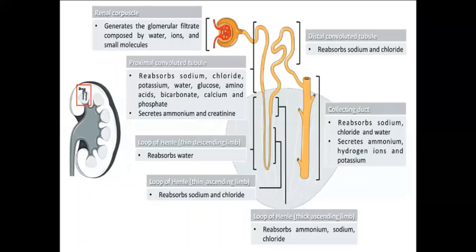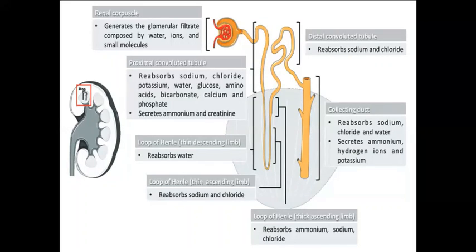Then we have the distal convoluted tubule that is mainly responsible for reabsorption of sodium and chloride. The collecting ducts and the collecting tubules are also responsible for reabsorption of sodium, chloride, and water. Then they can secrete ammonia, so secretion of ammonia, hydrogen ions, and potassium.